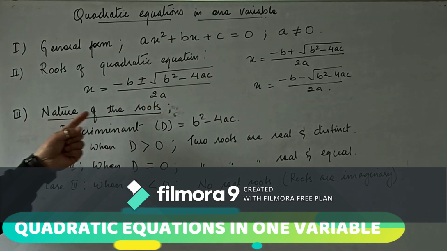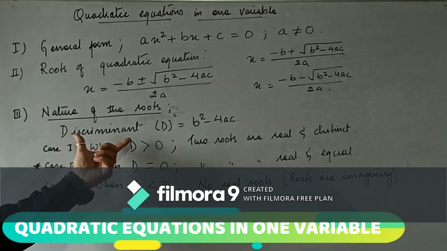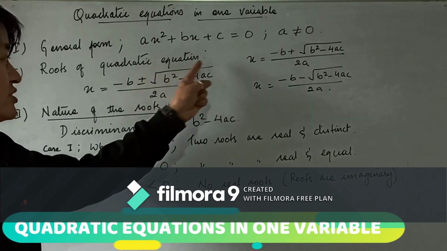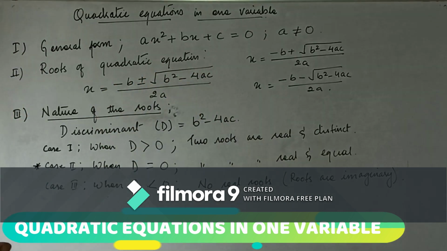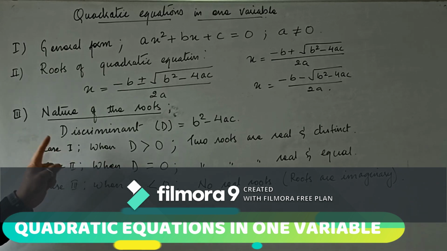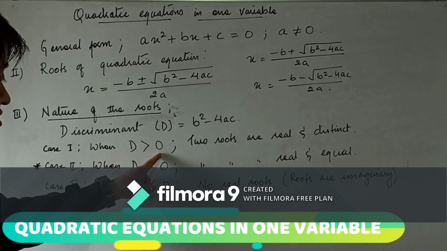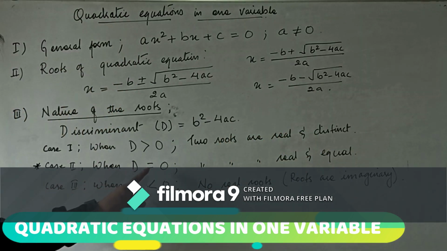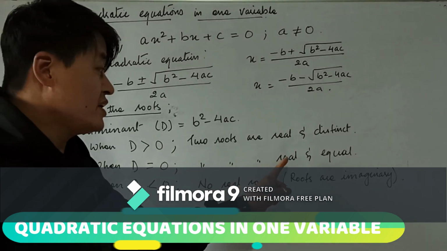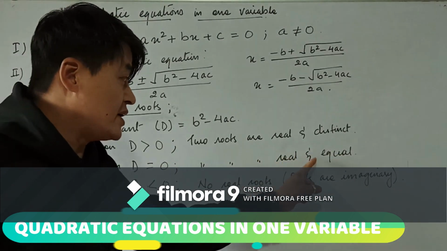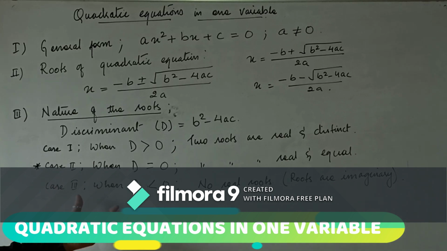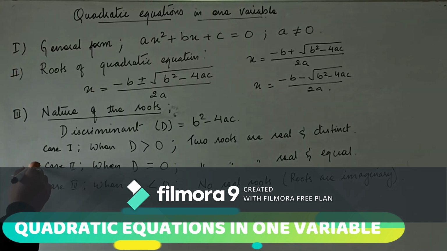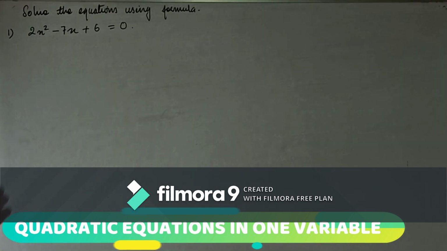And the third one is the nature of the roots. For the nature of the roots, you have to know the discriminant, which is b² − 4ac, the value which lies under the square root sign. Case 1: when the discriminant is greater than 0, the two roots are real and distinct. When the discriminant is equal to 0, the two roots are real and equal. And when the discriminant is less than 0, no real roots. So this is important. Let's solve some questions.